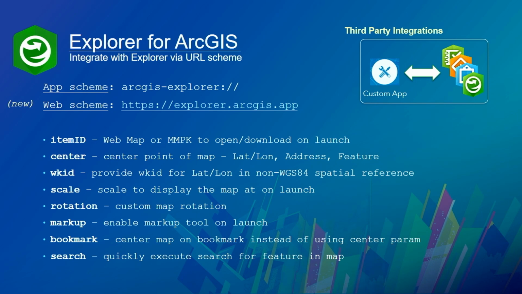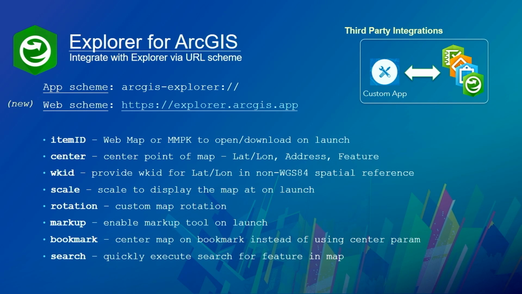You call out to Explorer, you say, hey, start Explorer with some parameters, right? And so you can define a few things. You can say which web map or mobile map package should be opened when we open up Explorer, right? If you don't have it on your device, download it first and then open it. So you can define that as an app developer or a creator. You can define where to center the map. So let's say there's a particular coordinate that you want the map to be centered on whenever the map opens.